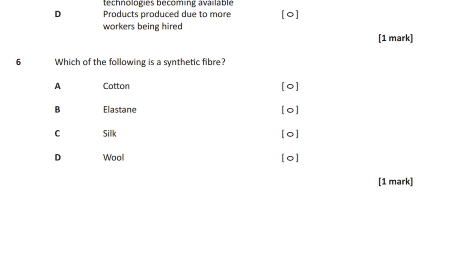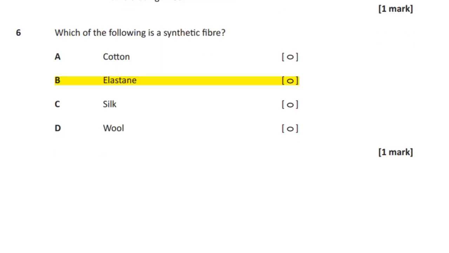Okay, right. So question six: which of the following is a synthetic fiber? Synthetic means it's been made artificially. It's been made from other components or resources. So we know that cotton comes from a plant. Elastane is probably a synthetic, but let's go through the silk. Silk either comes from a silkworm or from spiders. Wool comes from sheep, so the answer is elastane. Okay, and elastane is very similar to thermoplastics or thermoforms or even some thermosets.